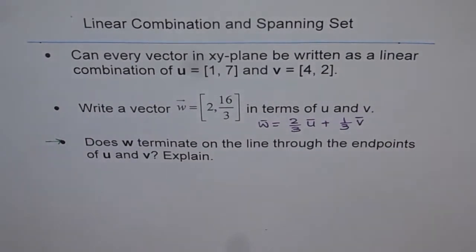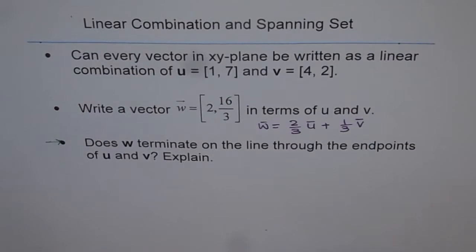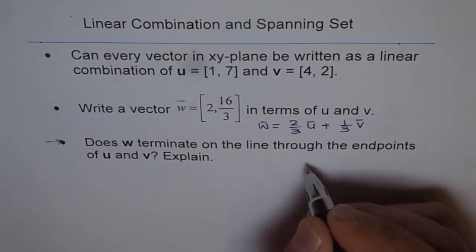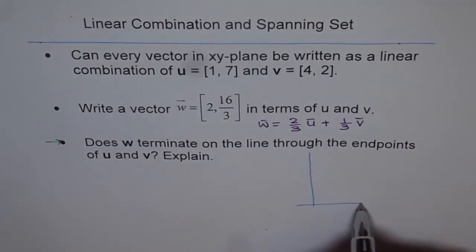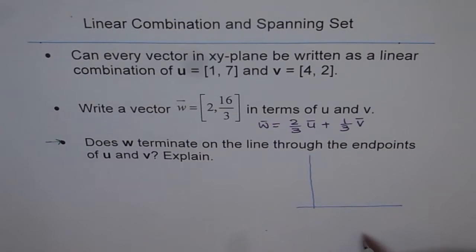It's important for me to give you the answer so that I can explain part C, which is, does w terminate on the line through the endpoints of u and v? Explain. So this is what we're going to learn today. To explain this, let me first sketch and show you what we are seeing here. So we have the xy plane here, and since all points are positive, I'll take advantage and just draw the first quadrant, and I'll be slightly more accurate than I have been in the past.